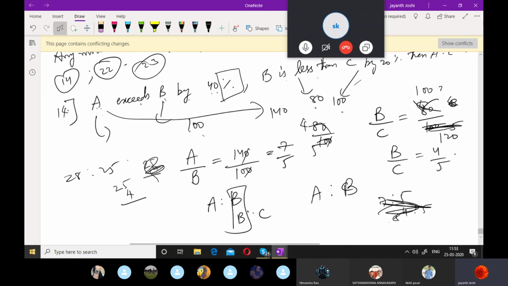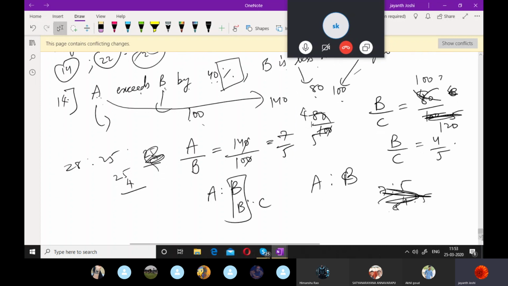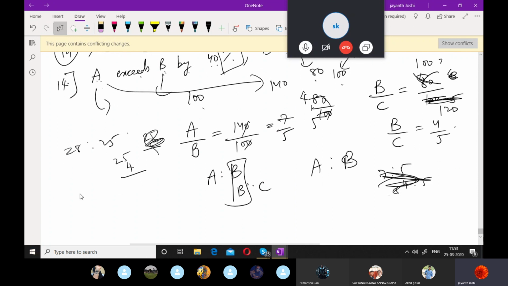So B is less than C by 20%. So A by B I got 7/5, and B by C I got 4/5. So A by B is equal to 7/5. B by C is equal to 4/5.